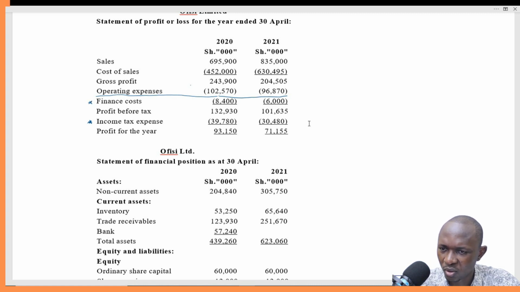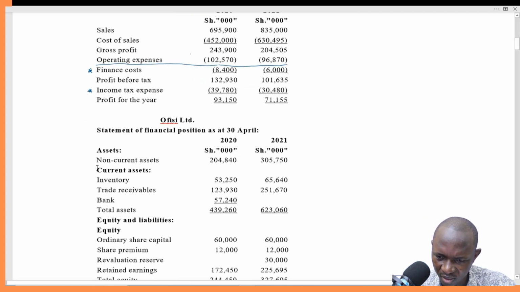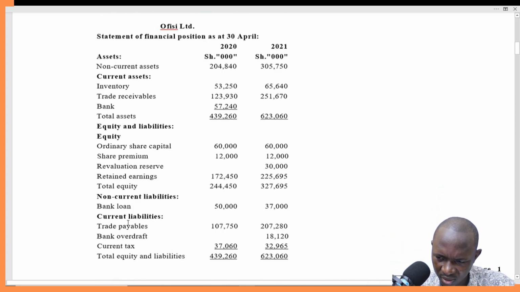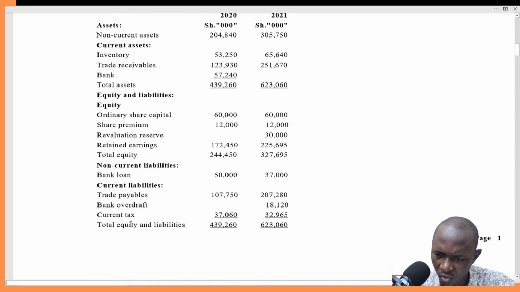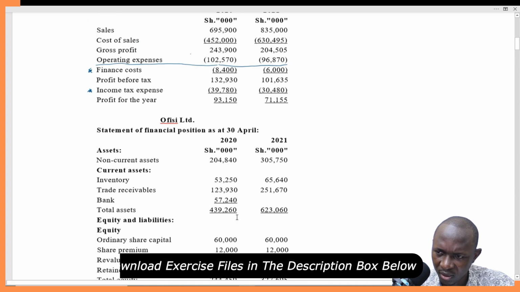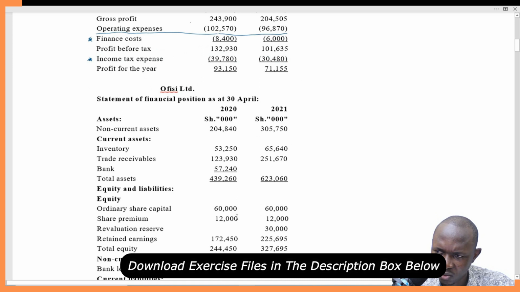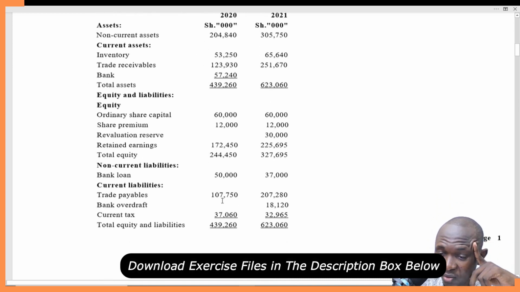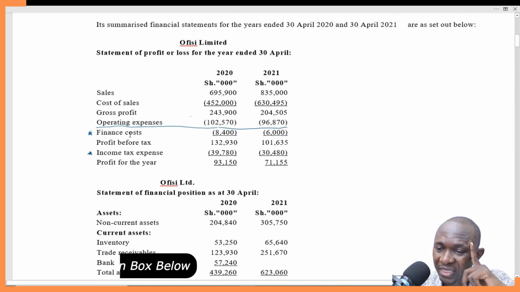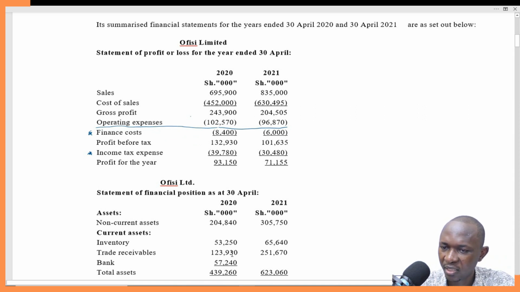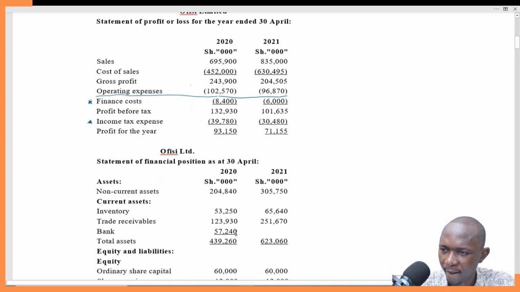So finance costs, we will assume these are interests, because it's not very clear unless maybe there is something. Let's see if there is any clue that we have been given here. Bank overdraft, trade payables, current tax. I don't think there's any clue. So what we are going to do is treat this as a finance cost. We'll assume these are the interests. So we'll take 243,900, that is gross profit minus operating expenses. This is earnings before interest and tax. Let's assume this finance cost here is interests, and then of course this one is now tax.